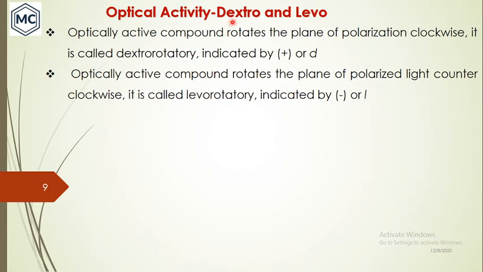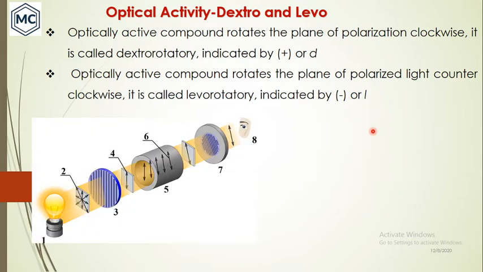In optical activity, what is meant by dextro and levorotatory? An optically active compound that rotates the plane of polarization clockwise is called dextrorotatory, and it is indicated by plus or D. An optically active compound that rotates the plane of polarized light counterclockwise is levorotatory, and it is indicated by minus or L. And you can see it here.